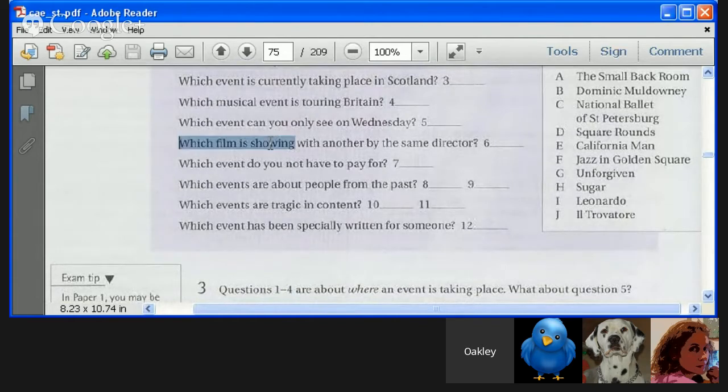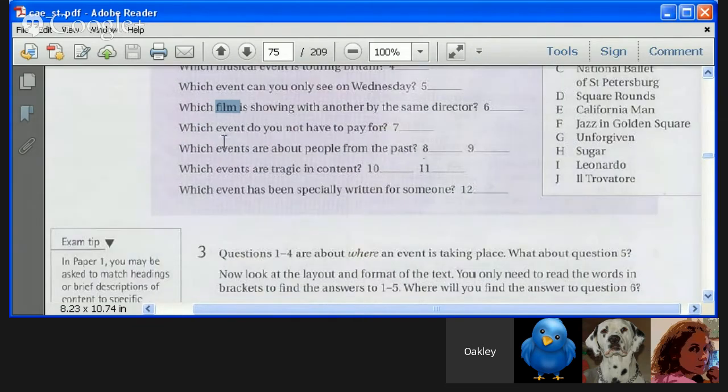Okay, but anyway, which film is shown? Then you have to know English. You have to understand that cinema is film. Okay, you may be asked to scan for a word that's not in here, so you have to know synonyms. Okay, take a look at this one.